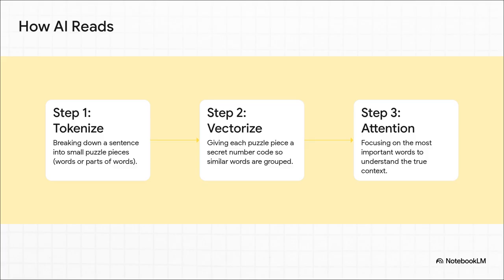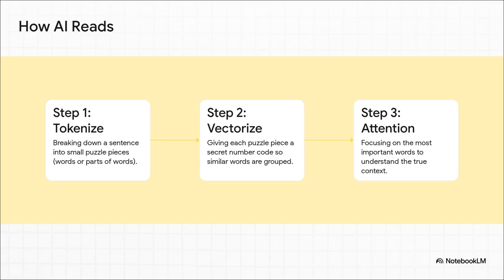Next comes vectorization. This is where each piece gets a secret number code. And this code, we call it an embedding, is super important. It's what places words with similar meanings, like king and queen, close to each other inside the AI's giant map of language. And finally, there's attention. This helps the AI focus on the most important words to figure out the real meaning, just like you would when reading.